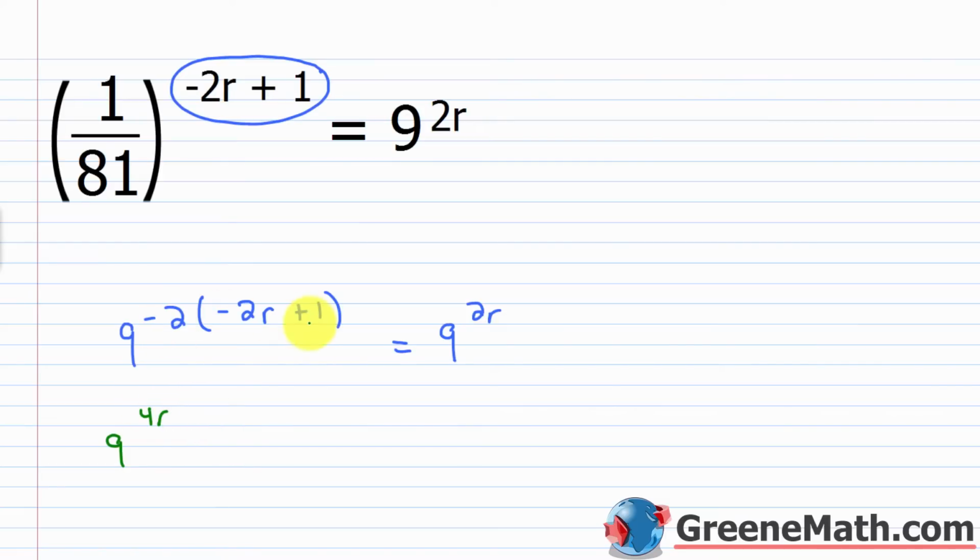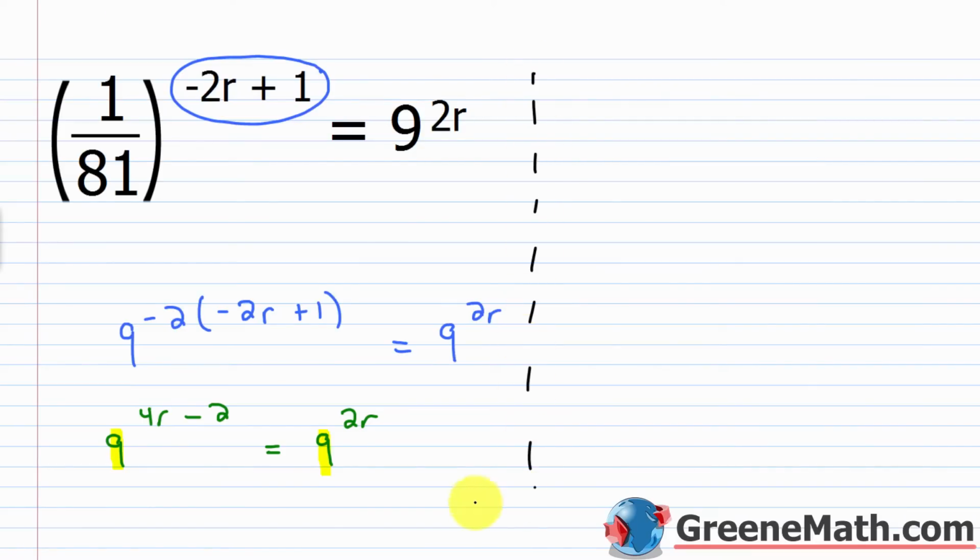And then negative 2 times 1 is minus 2. And then this is equal to 9 raised to the power of 2r. Now, once you have the same base, I have a base of 9 and a base of 9, you can just set the exponents equal to each other, and you can just solve.